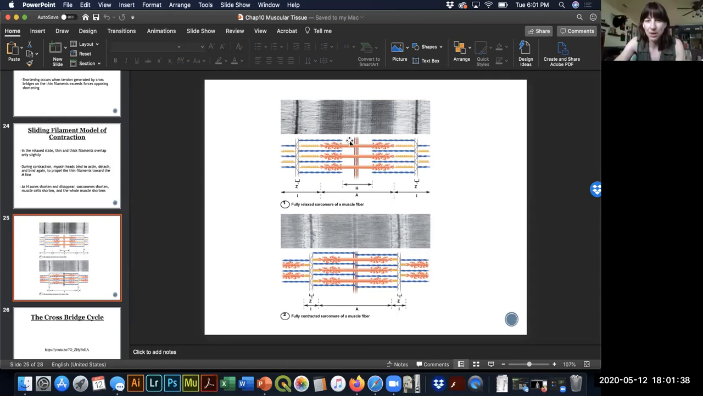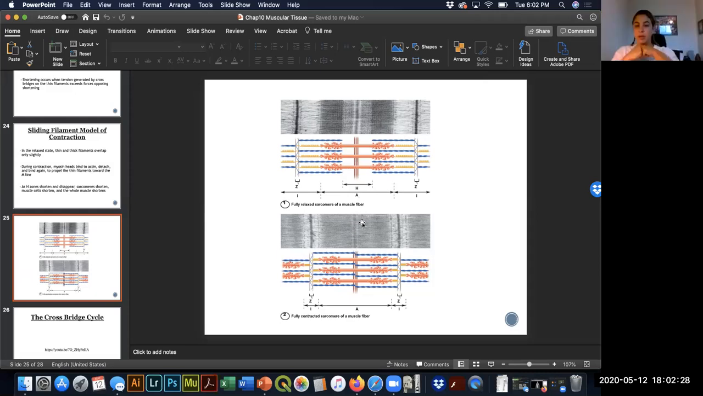From here to here, this little lighter band, this whole thing is the H zone. It appears to get smaller because where it's really dark right here, that's where the thick and thin filaments are overlapping, so there's a lot of density of filaments. When it's relaxed, this zone looks big because you've got all this room between the end of this thin filament and the end of that thin filament. When contracted, these little blue thin filaments have been pulled all the way in towards the M line, and it all looks dark. So the H zone goes down to nothing.